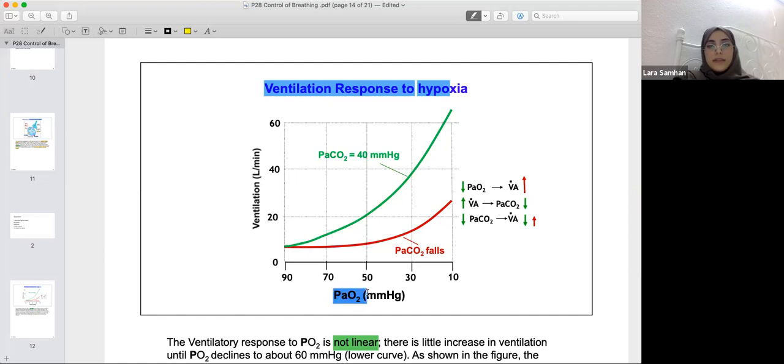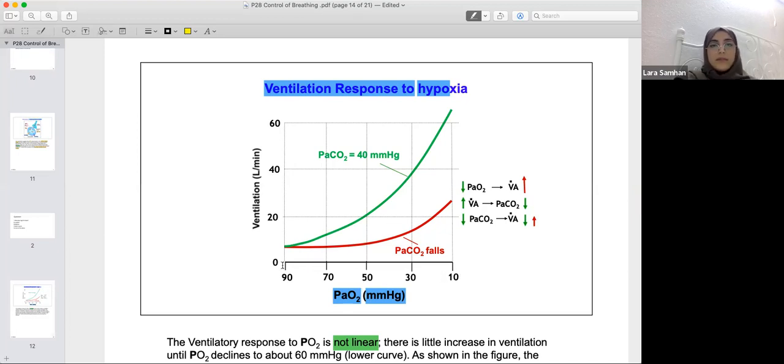The x-axis represents the partial pressure in millimeters mercury, and the y-axis represents the ventilation in liters per minute. Okay, the more we go up the y-axis, the higher the ventilation, as we can see: 0, 20, 40, 60. The more we go from right to left on the x-axis, the higher the oxygen. So that means the oxygen here, 90, is more than 10.